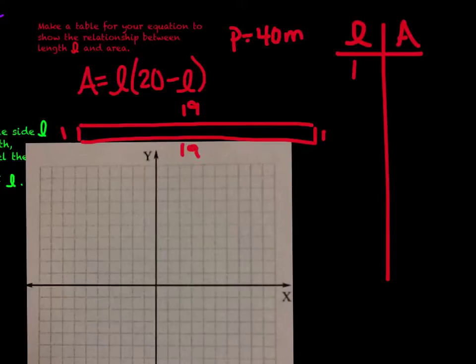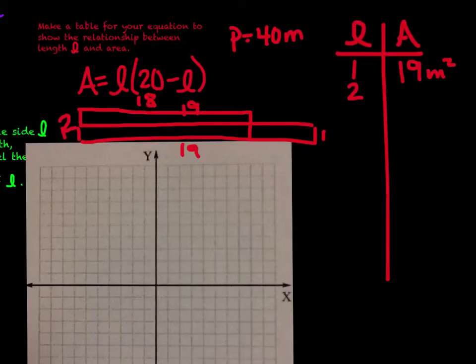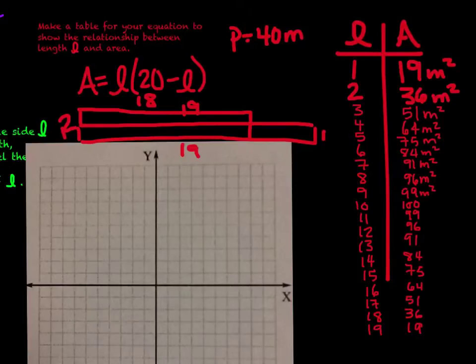So our width would have to be 19, so that means our area, 1 times 19, would be 19 meters squared. If I had doubled my length, so now it's 2, that means my width has to be 18. 2 times 18 gets me 36. And we're going to fill out this whole table, so bear with me, I'm going to do a little math magic.